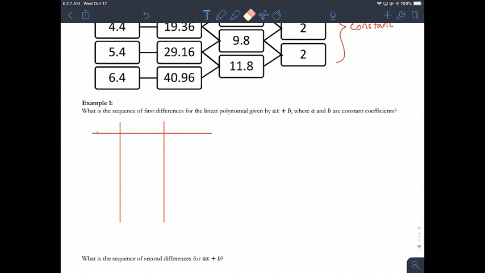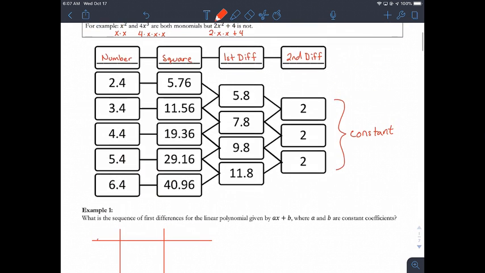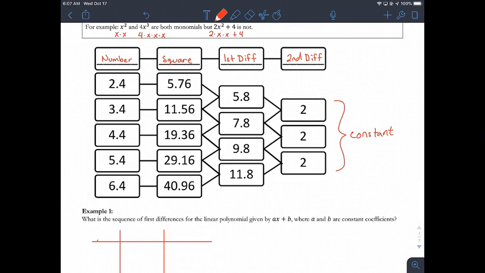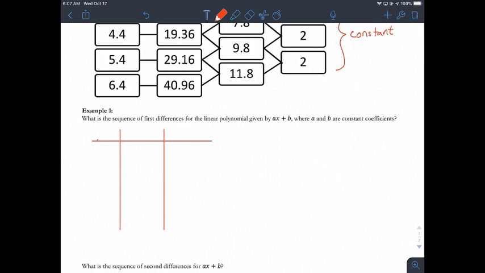All right, so let's look at our table. Just like the table before, we're going to have a number. We're going to have the output, what we're doing to that number, and then we're going to have our first difference as our column headings. So we've got our input number. Let's call that x. We've got our output, which we're going to say is ax plus b, and we've got our first difference.